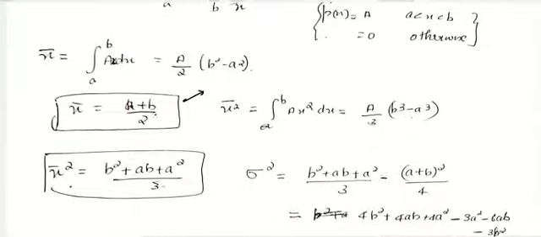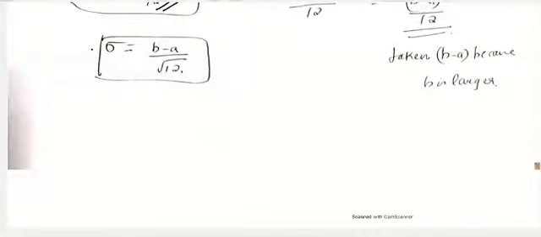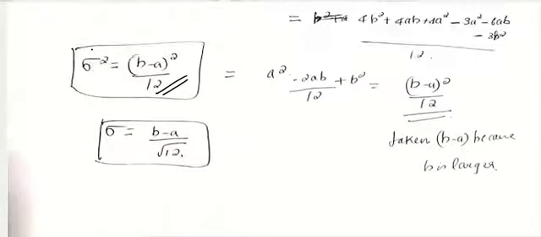The mean is a plus b by 2, and the variance is b minus a the whole square divided by 12. These are two important formulas for a uniform distribution. The mean is a plus b divided by 2, and the variance is b minus a the whole square divided by 12. And what is the standard deviation? Standard deviation is nothing but the root of variance, so that is b minus a divided by root 12.